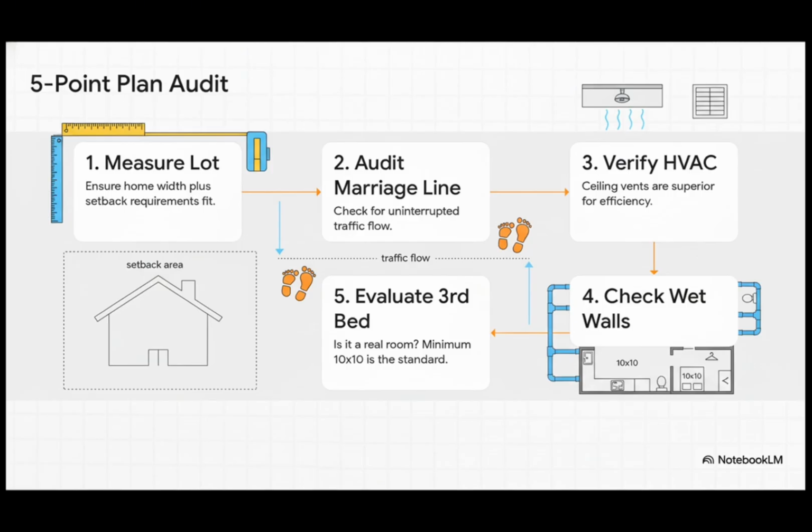4. Check the wet walls. Are the kitchen and bathrooms close together? This saves a ton on potential plumbing headaches. And 5. Really evaluate that third bedroom. If it's not at least 10 by 10, it's not a real room, it's a glorified closet.